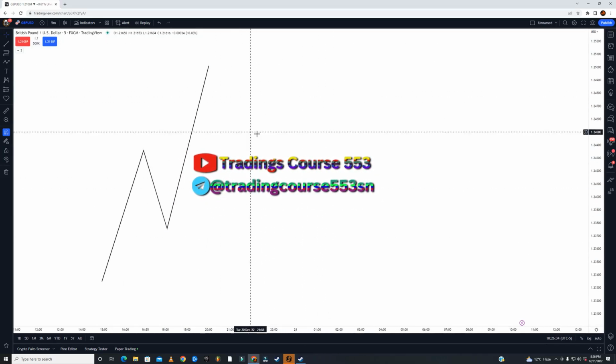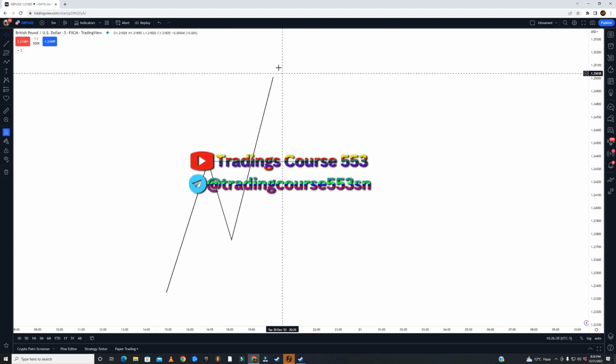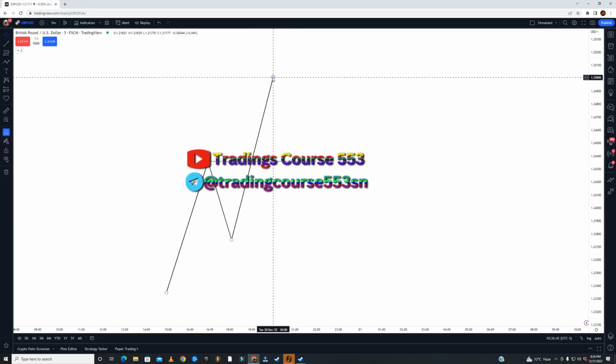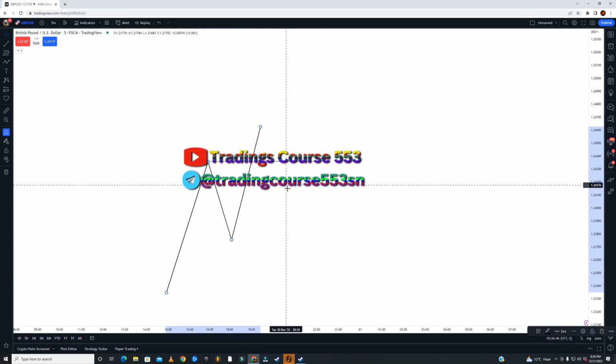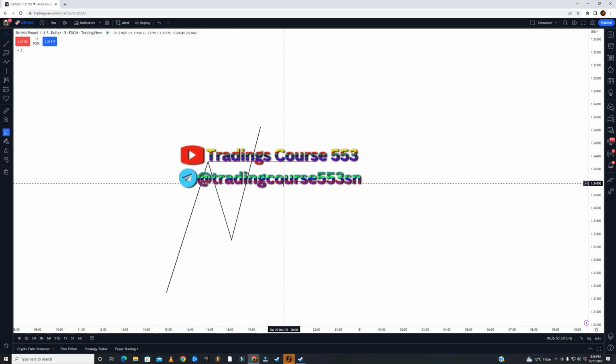For me, this is not a C leg because look at this, right? Price has gone way far above. So this for me is a breakout, right? It has to go to a certain degree. It should not just keep on going up and then you expect the price to come back below and break this. This makes no sense, right?